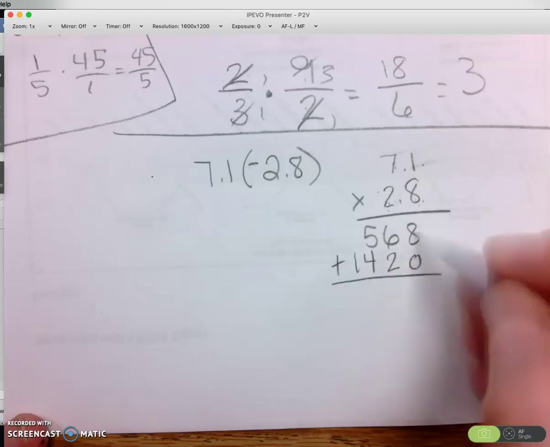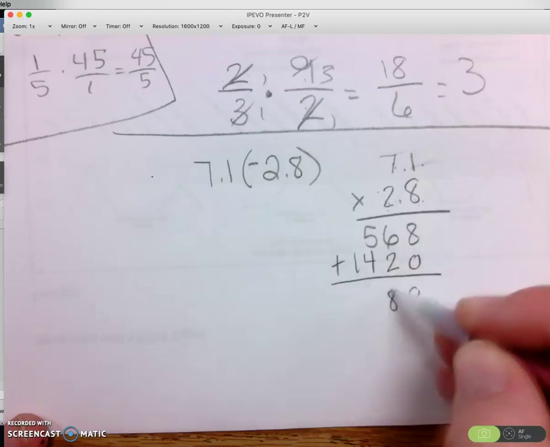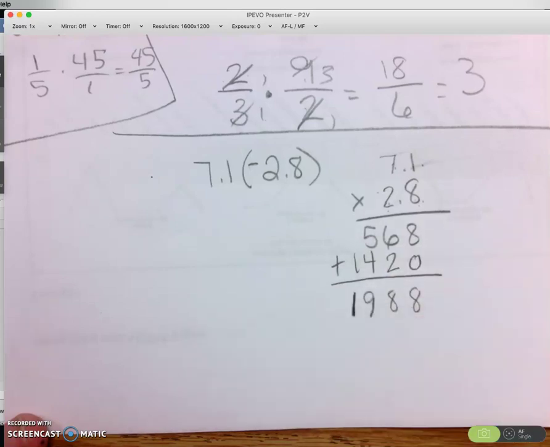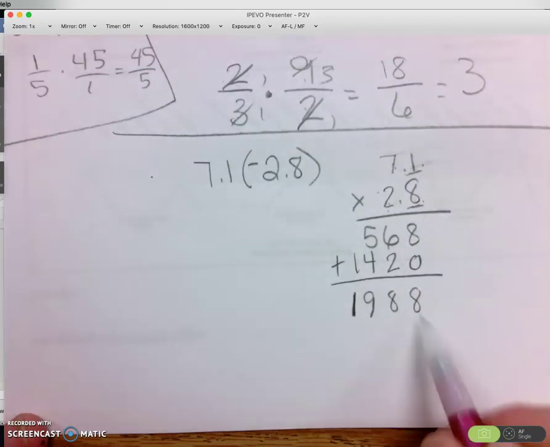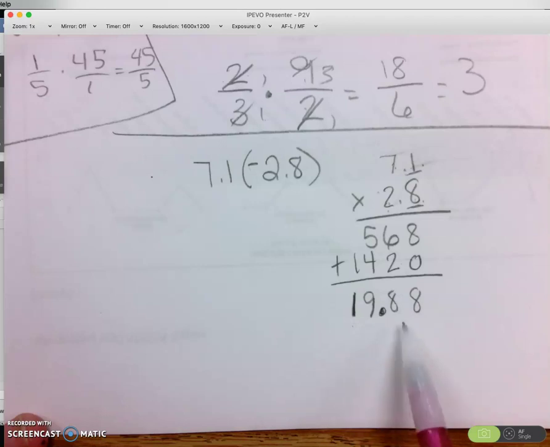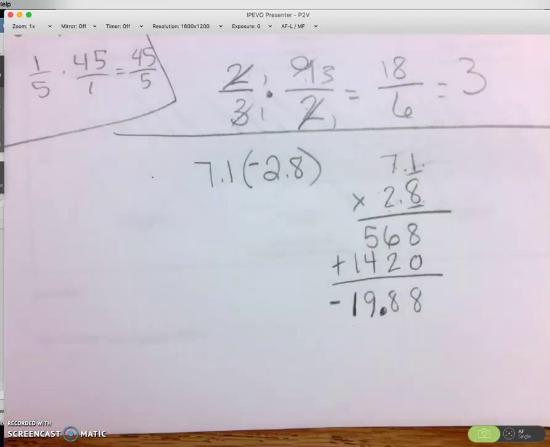Add these two numbers, right? 8, 9, 1. I have 1 decimal place, 2 decimal places. So I have to move my decimal twice and have 2 decimal places down there. So my answer would be 19.88. Also, think of this logically. Oh, yep, it's negative. Good job.